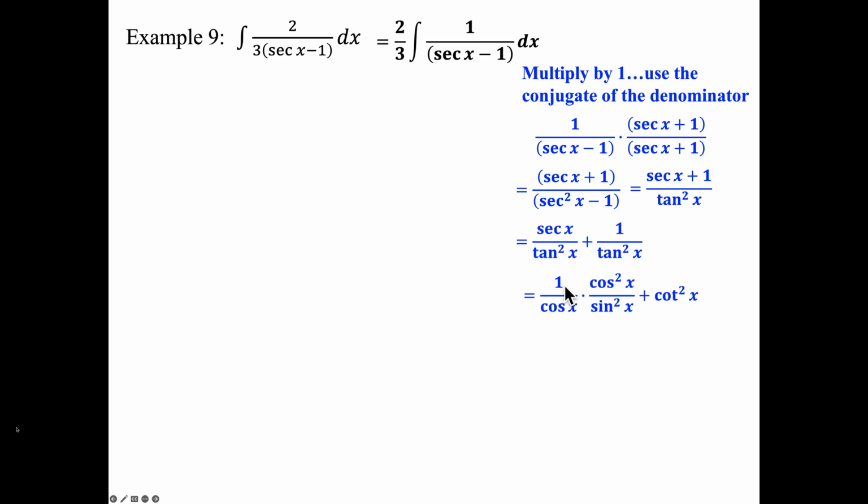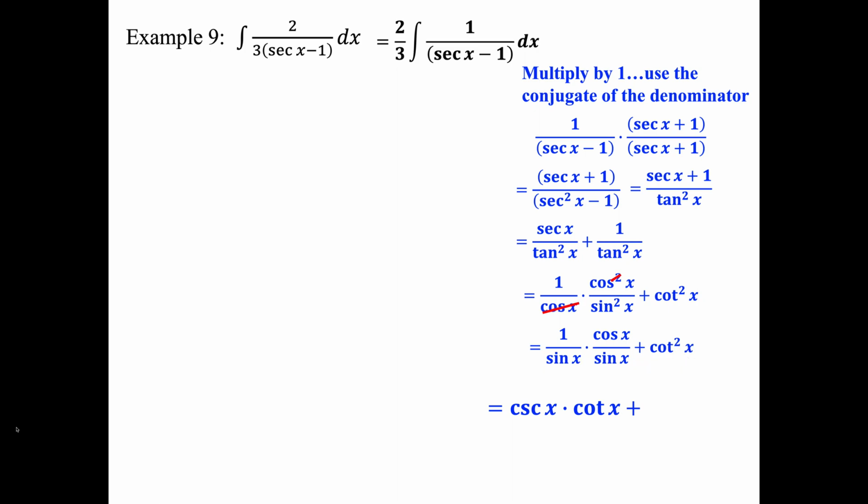Secant of x is 1 over cosine of x times 1 over tangent squared of x is cotangent squared x. So that puts cosine squared x over sine squared x. 1 over tangent squared x, again, cotangent squared x. We can do some canceling of the cosines. So I'll separate sine squared x as two separate sines. So now 1 over sine is cosecant of x. Cosine x over sine x, we said was cotangent x. And then we have plus cotangent squared x.